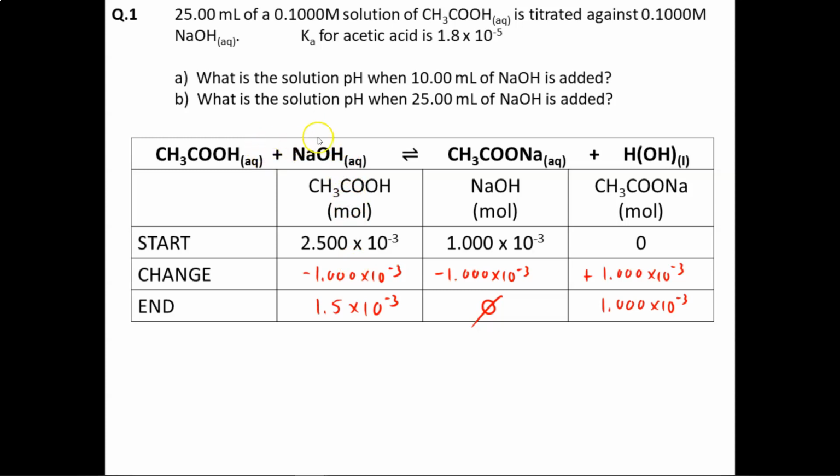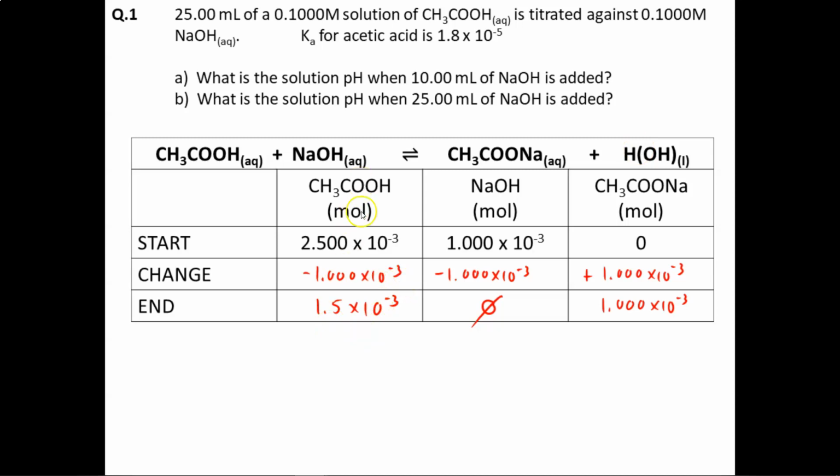And of course, it's also a 1-to-1-to-1 ratio for the sodium acetate. So I will produce 1 times 10 to the power negative 3 moles of the sodium acetate salt. You'll notice that I didn't include water in my calculations, because it's a pure liquid, it doesn't affect my equilibrium expressions, so I'm not going to worry about it.